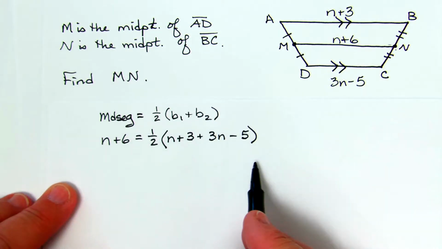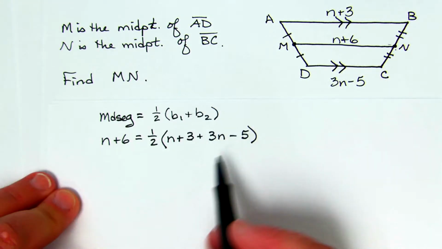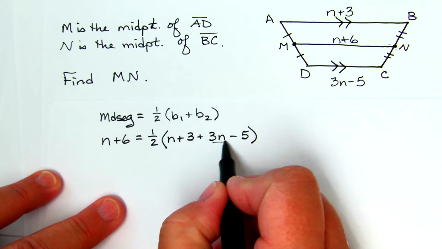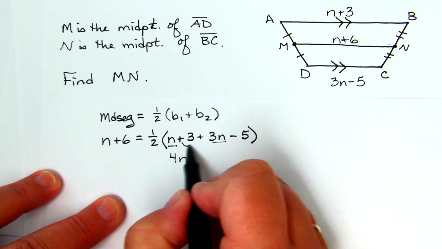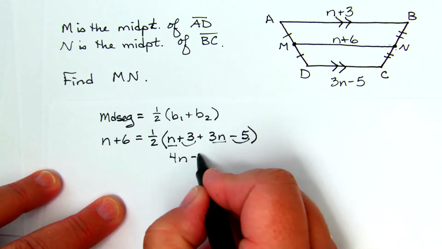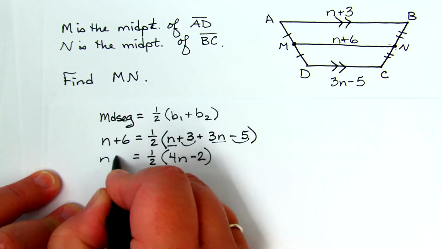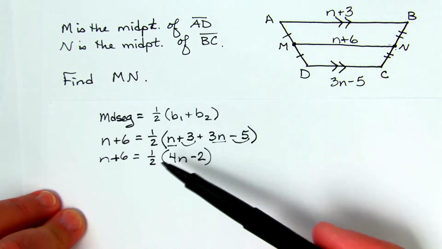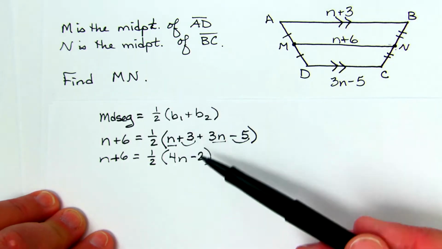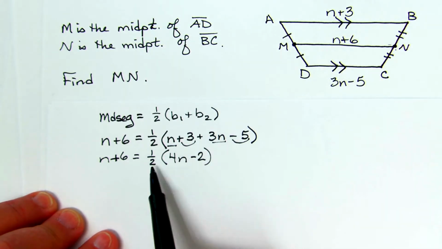And now I have to solve this equation. So we're going to combine our like terms. 3n plus n is 4n. And 3 minus 5 is a negative 2. Now, if you watched the first midpoint of a trapezoid video, you remember there's two ways to solve this equation.